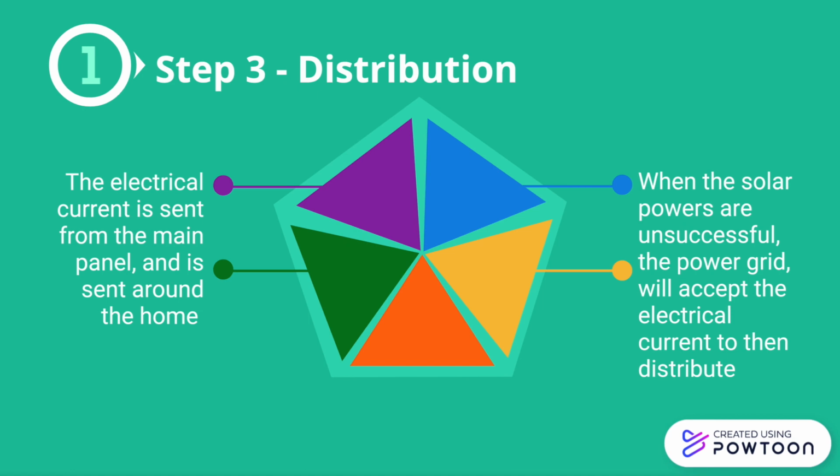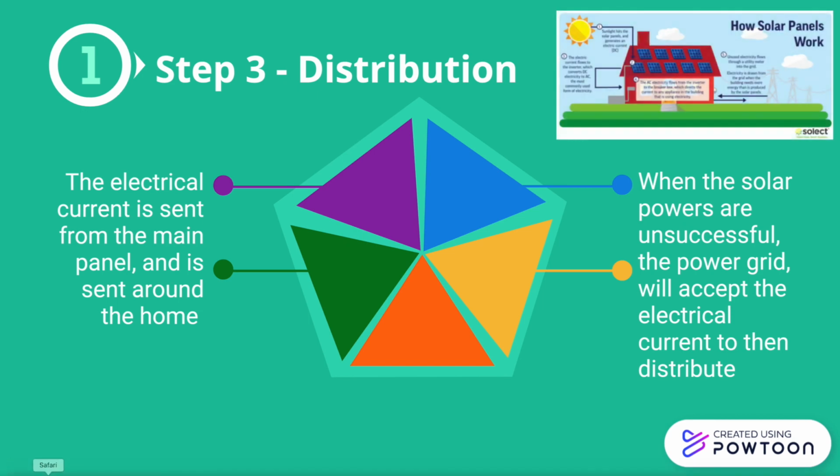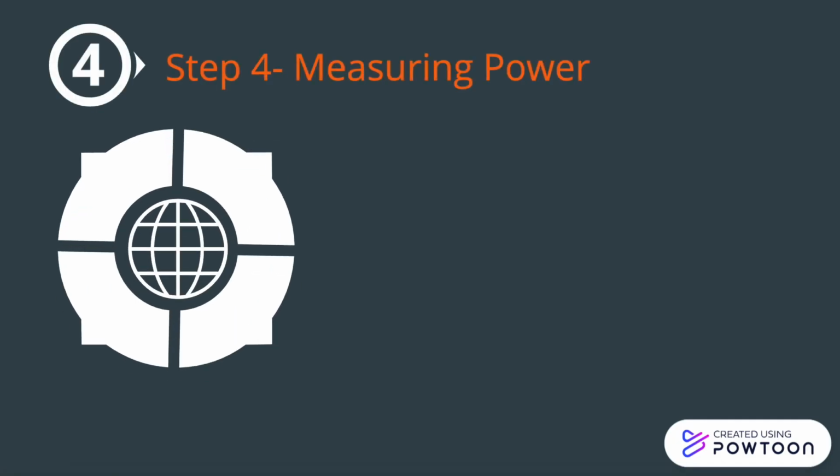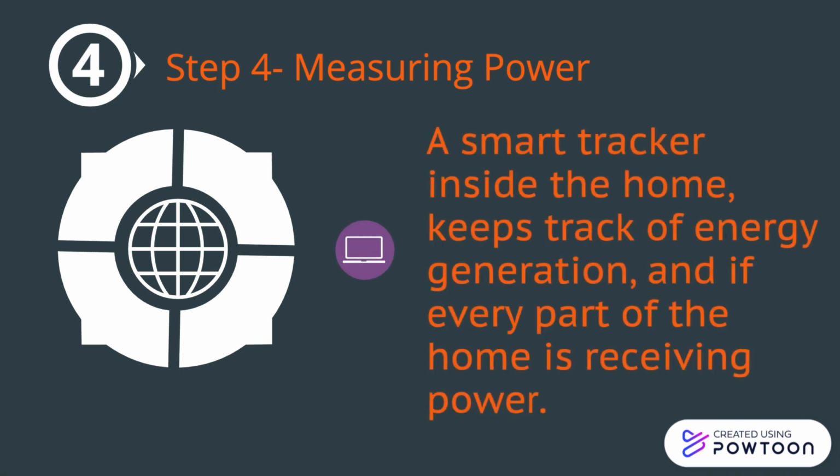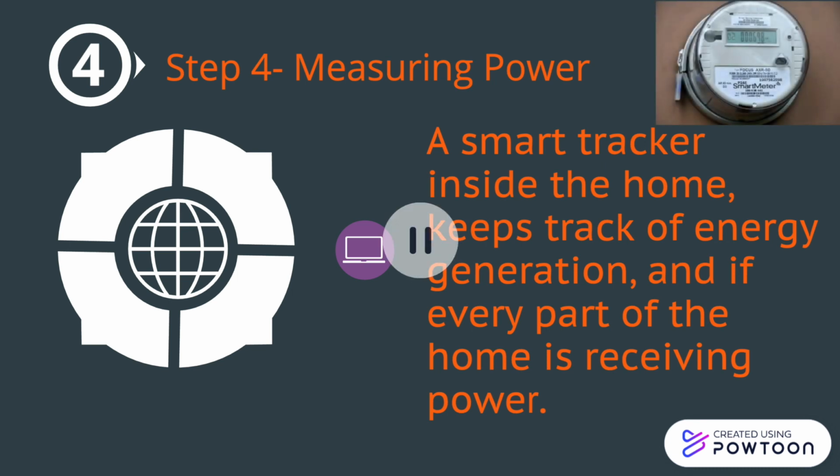So as we move on from step number 3, we're going to go on to step number 4, which is measuring power. That's right. So, a smart tracker or a smart meter that is located inside the home keeps track of energy generation and if every part of the home is receiving power. As you can see in the top right corner, that is a picture of a smart tracker. This is the exact thing that measures the power and makes sure that everything is going successfully.